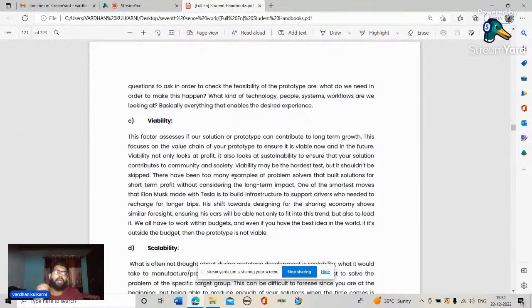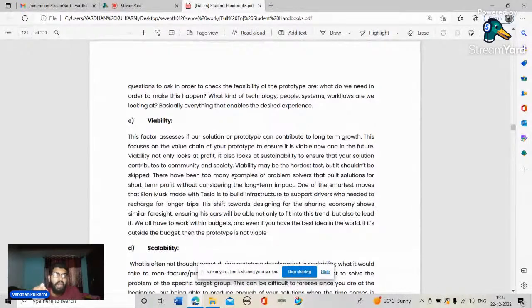So viability may be the hardest test, and it shouldn't be skipped actually. There have been too many examples of problem solvers that built solutions for short-term profit without considering the long-term impact. One of the smartest moves that Elon Musk made at Tesla is to build infrastructure to support the drivers who needed to recharge for longer trips. His shift towards designing for the sharing economy shows that familiar foresight, ensuring his cars will be able not only to fit in with these trends but also to lead them.